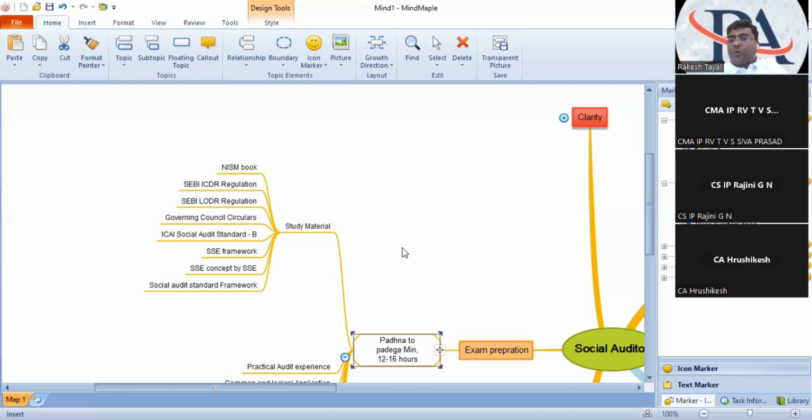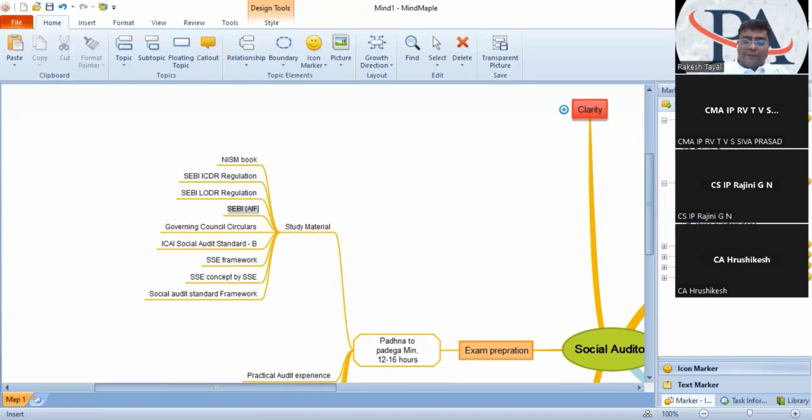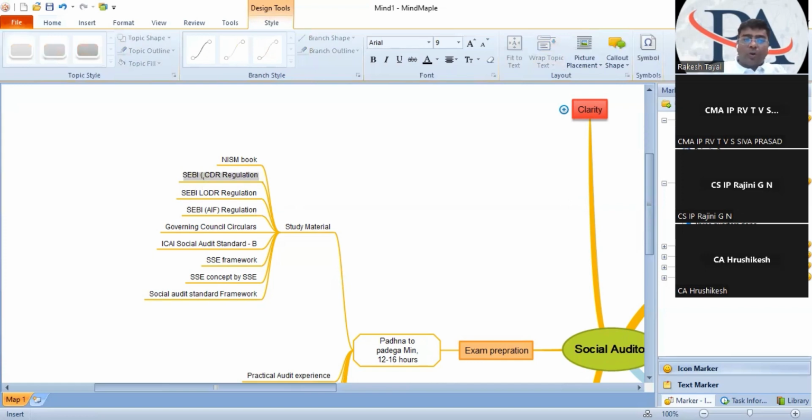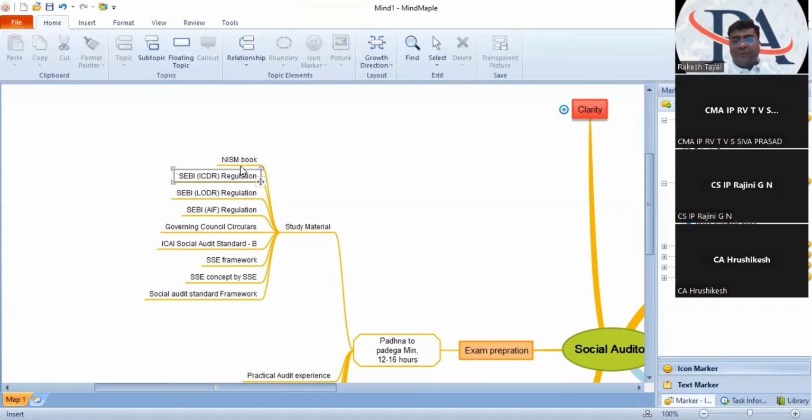And second, if you want to do it in two parts, then another 1 or 2 hours you should spend on the social impact and case studies. That is a 30-mark question. Then there are three regulations: ICDR, LODR, and one more, the Alternative Investment Fund Regulations. These three regulations were amended on 25th July 2022 to incorporate the relevant definitions or disclosure norms for the social stock exchange. These are all given in the NISM book, but the book does not refer to whether they are from the LODR, AIF or ICDR, right?